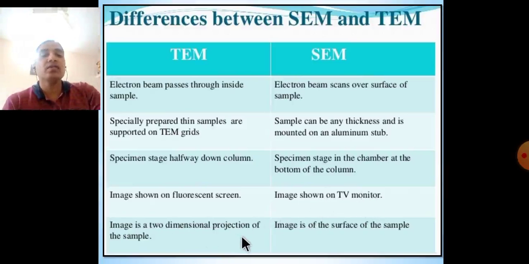In TEM the image is a two-dimensional projection of the sample. In SEM the image is of the surface of the sample. These are all the differences between SEM and TEM.